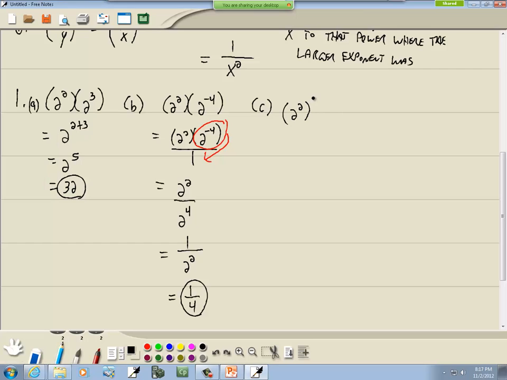Here we have 2 squared to the third power. When you're raising one exponent to another exponent, you multiply them together. So that'll be 2 times 3, which gives us 6. And 2 to the 6 gives us 64.